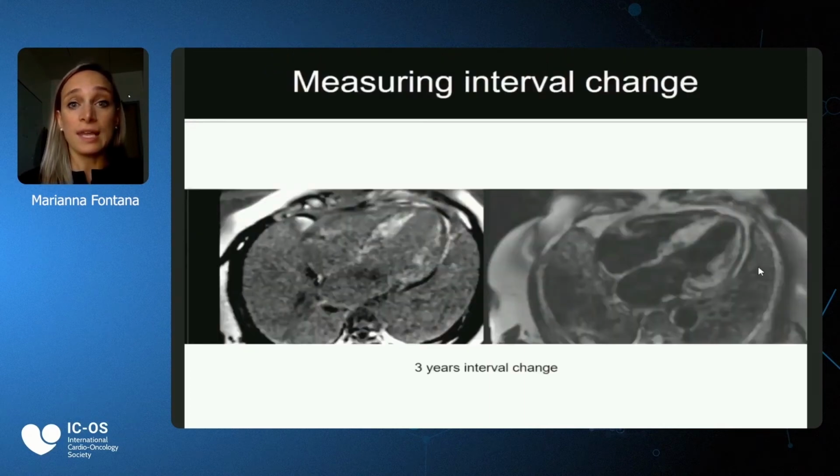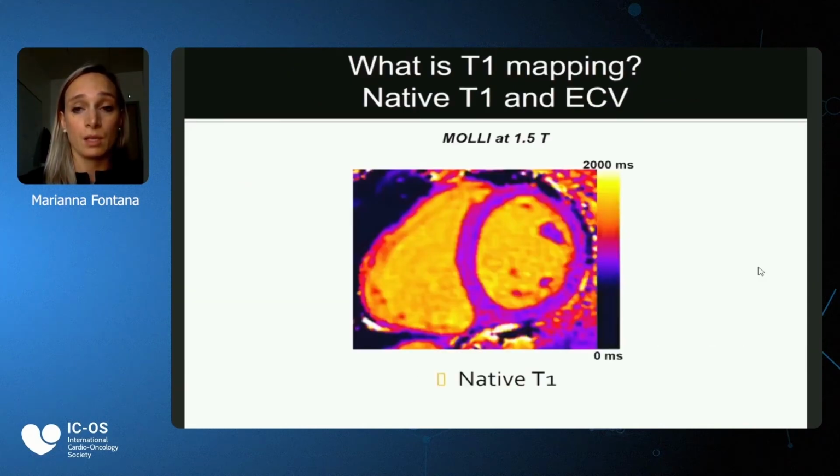So late gadolinium enhancement is extremely useful to assign a diagnosis, but what about tracking changes over time? This is a patient with ATTR amyloidosis associated with RBM 122I, and these images are taken 3 years apart. And you will all agree that it's very difficult, just based on these images, to say if the patient is better or worse. But can we overcome this problem?